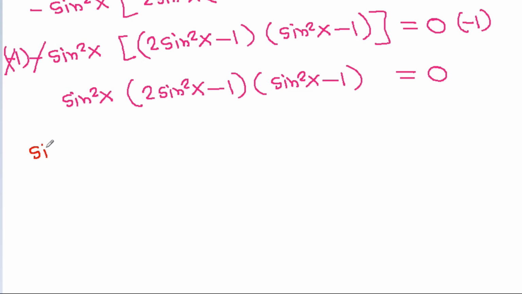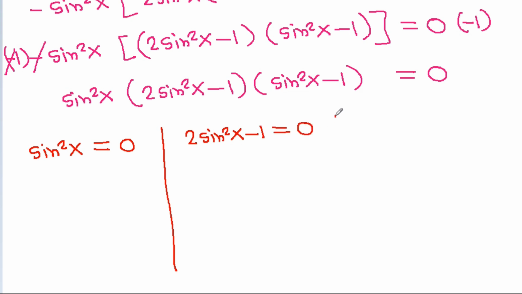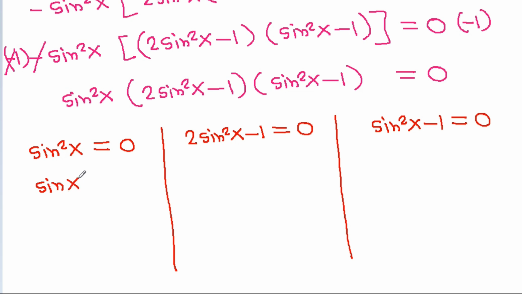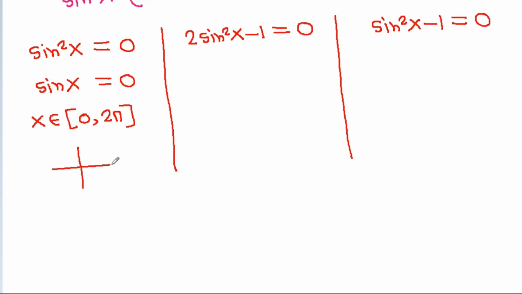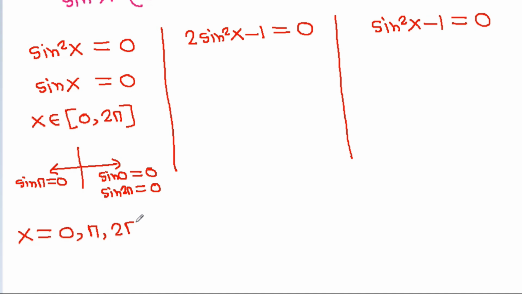So either sin^2 x will be equal to 0, or 2 sin^2 x minus 1 will be equal to 0, or sin^2 x minus 1 will be equal to 0. And from here, we get sin x is equal to 0. And x belongs to 0 to 2 pi. So sin 0 is 0, sin pi is 0, and sin 2 pi is 0. So here we get x is equal to 0, pi and 2 pi.